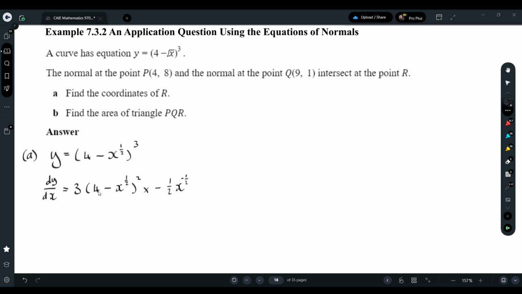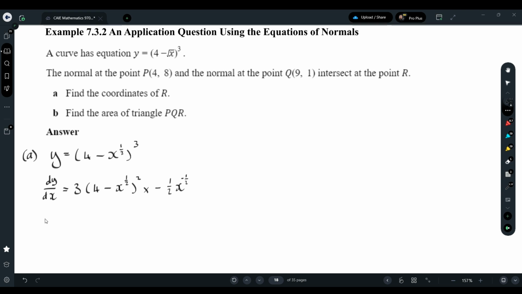The constant 4 falls away, and then the power of a half above the x multiplies the coefficient of x, and then the exponent of x drops down by 1. So we get times negative a half, x to the power of negative a half.